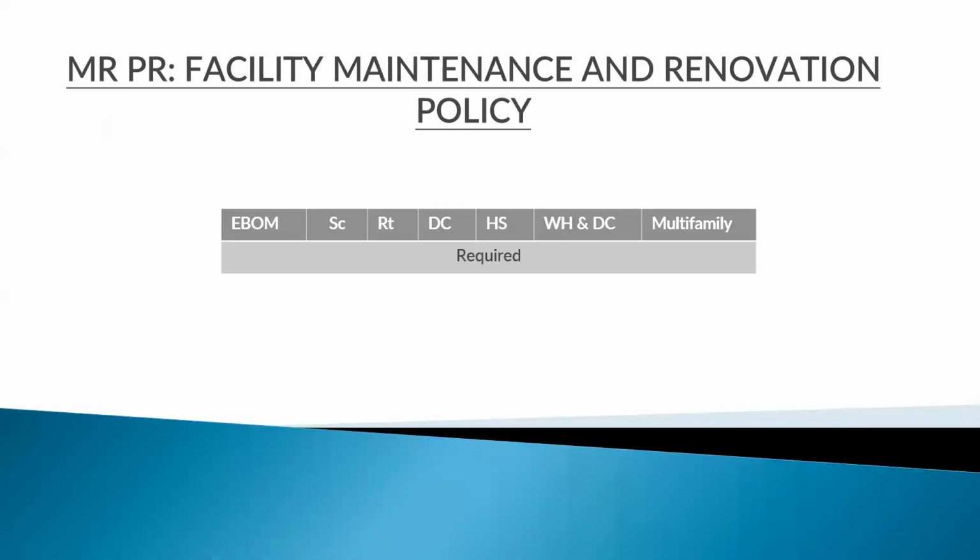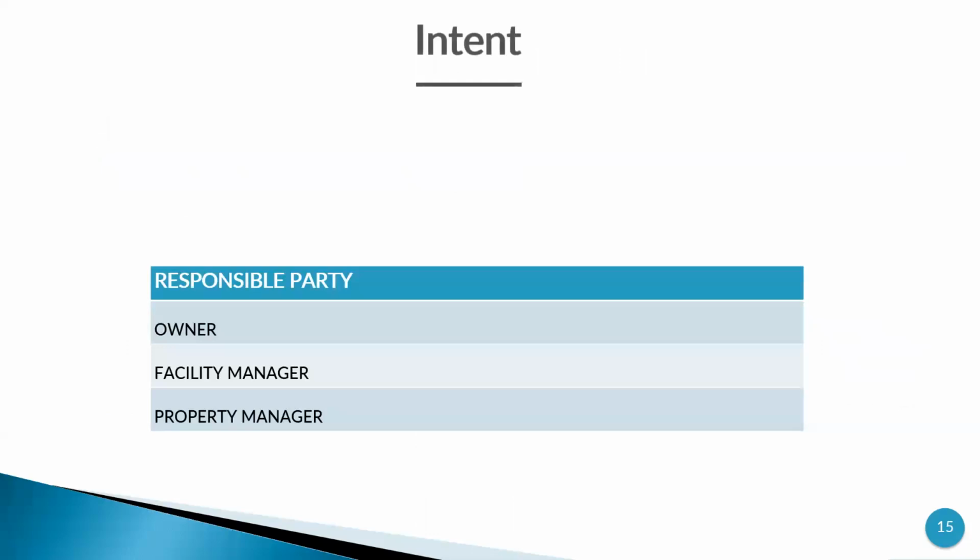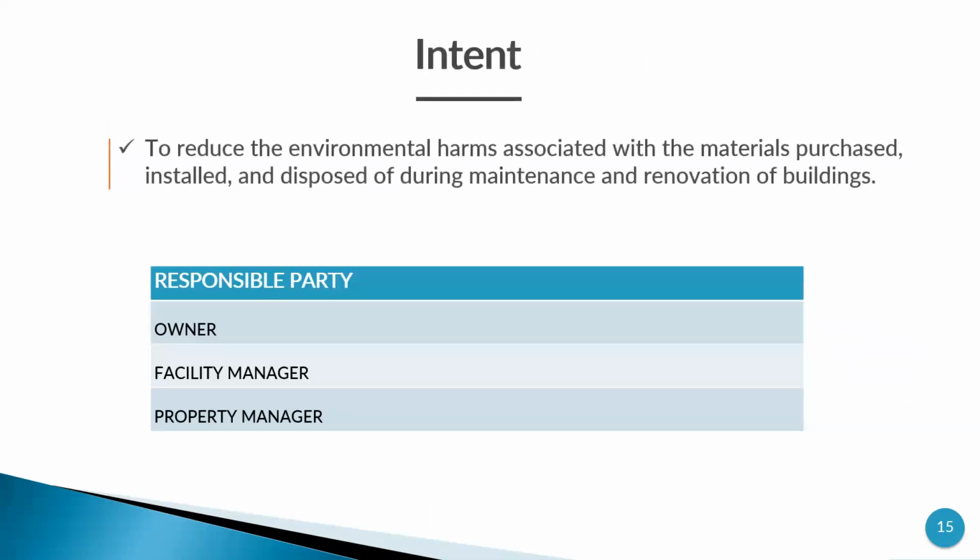Next, facility maintenance and renovation policy, second prerequisite. The objective is to reduce the environmental harms associated with the materials that are purchased, installed and disposed of during maintenance and renovation of buildings.